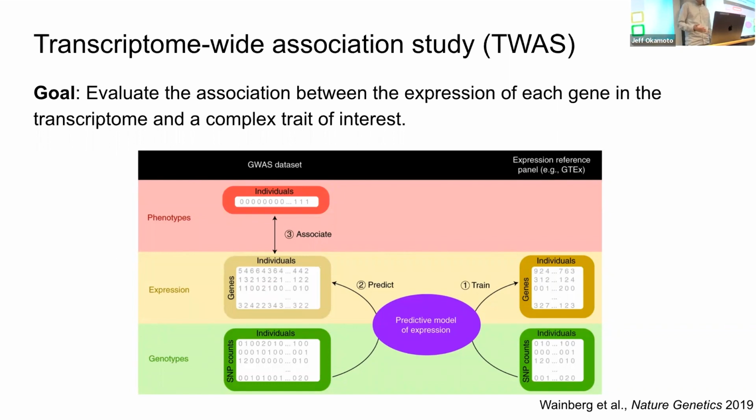Why this sort of analysis is particularly advantageous is because you often don't have data sets that contain both your molecular phenotype data as well as your GWAS trait. So this allows you to reap the benefits of the large sample size that you usually have with a GWAS.